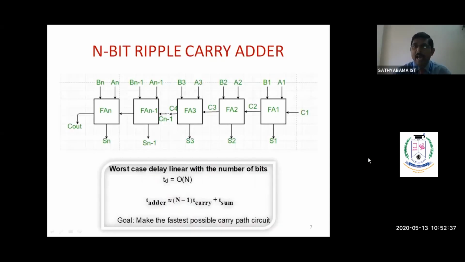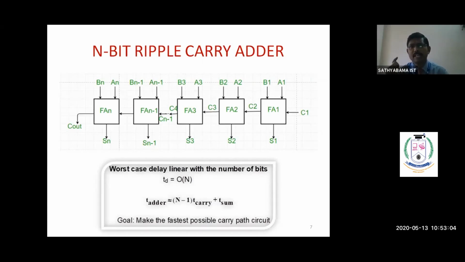Suppose you want to add 8-bit data, where A is 8 bits and B is also 8 bits. To add two 8-bit data, we can go for an n-bit ripple carry adder circuit. For example, nowadays we are using 32-bit or 64-bit processors. In a 64-bit processor, the internal adder should handle 64-bit data. That means A is 64 bits and B is also 64 bits.